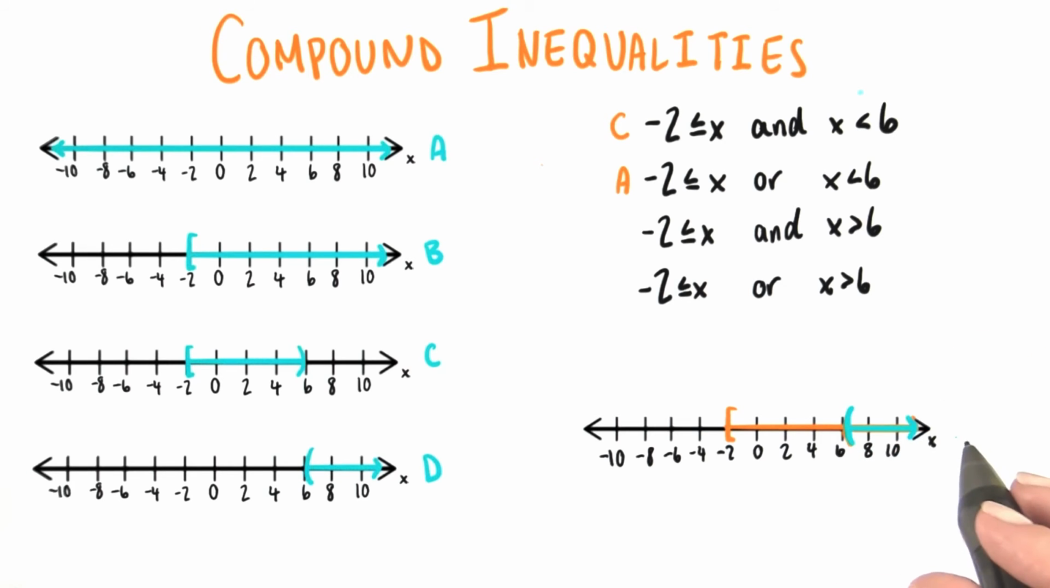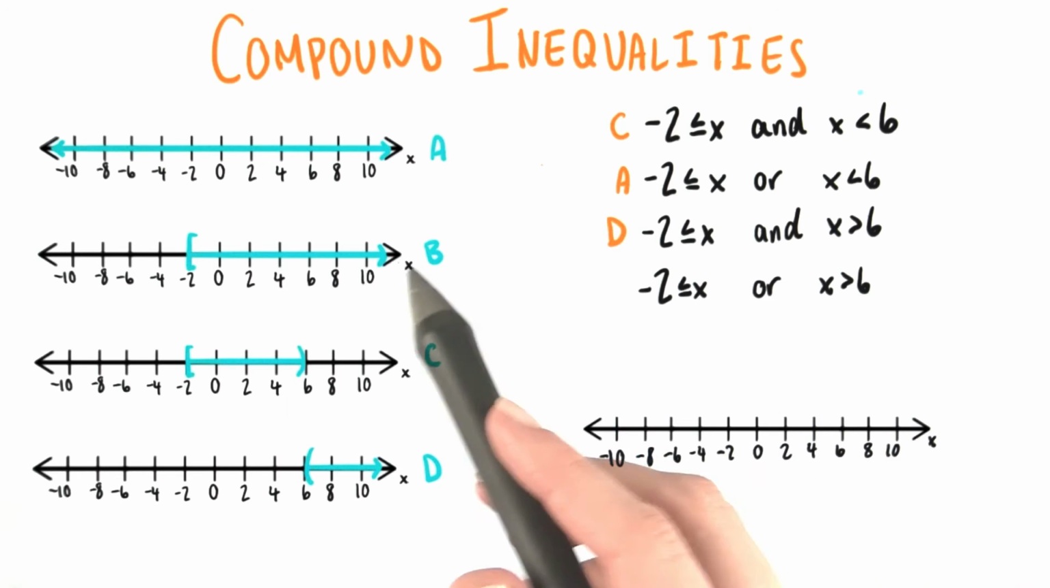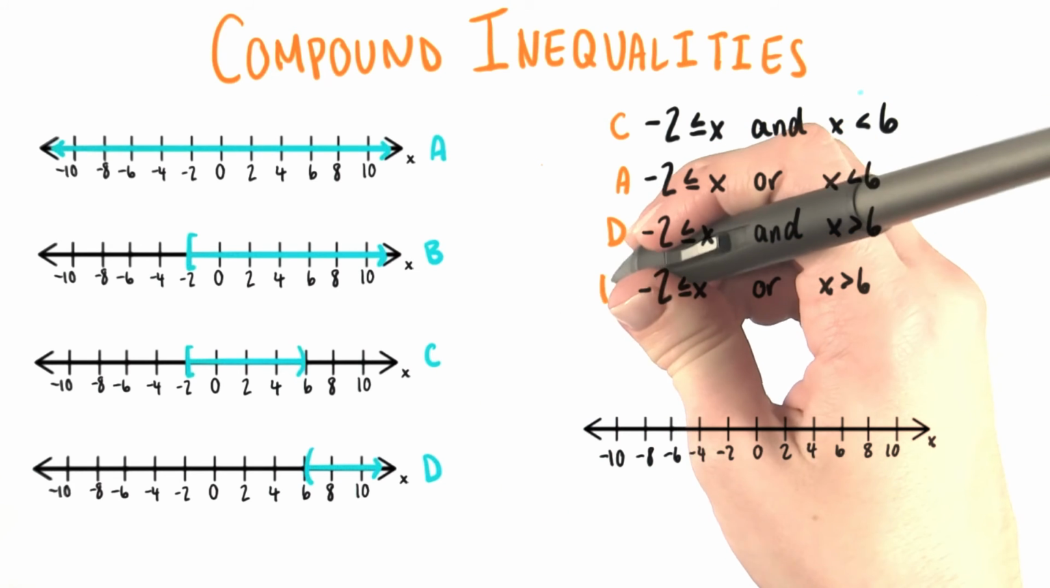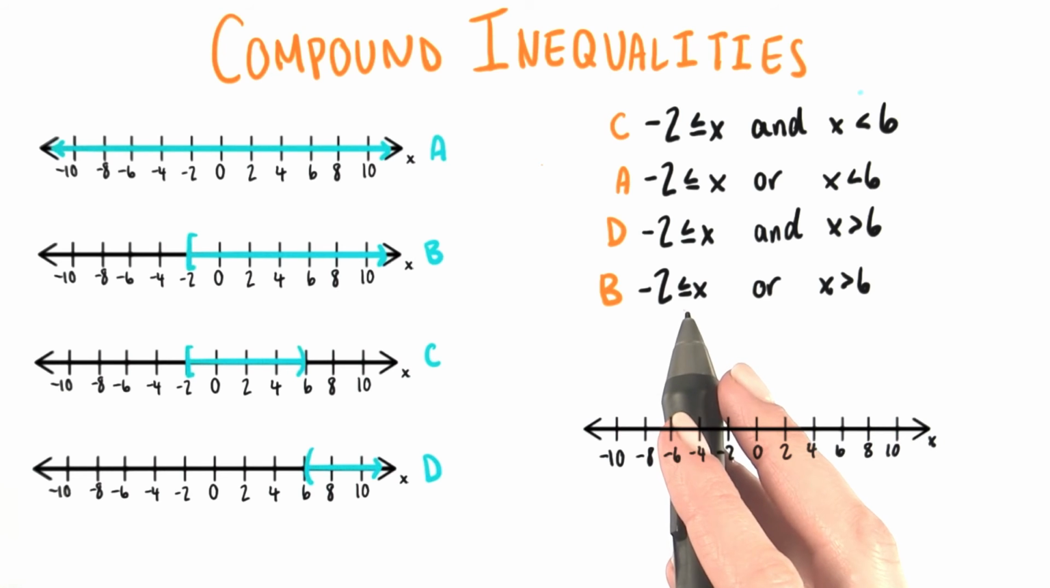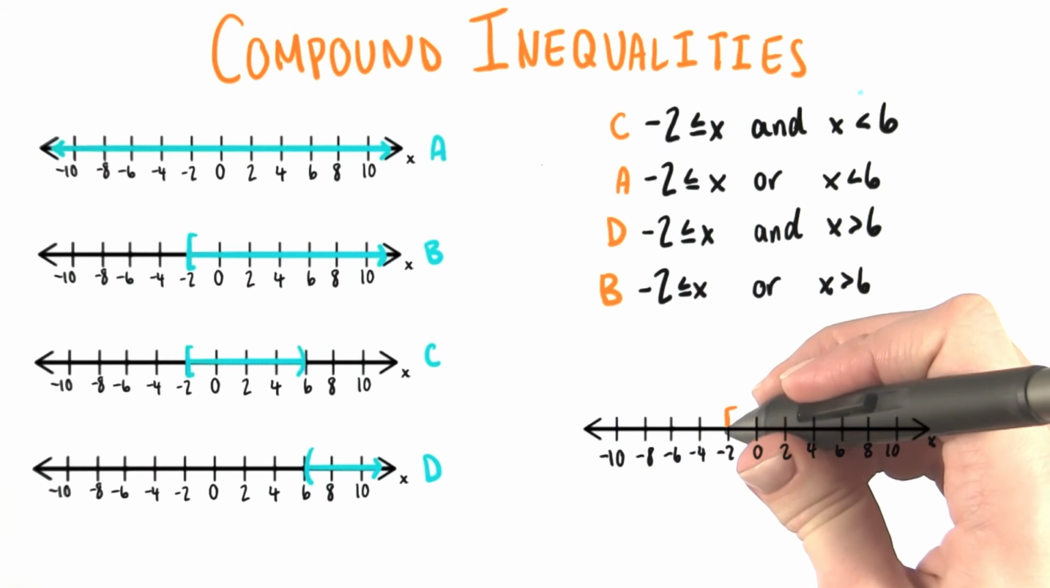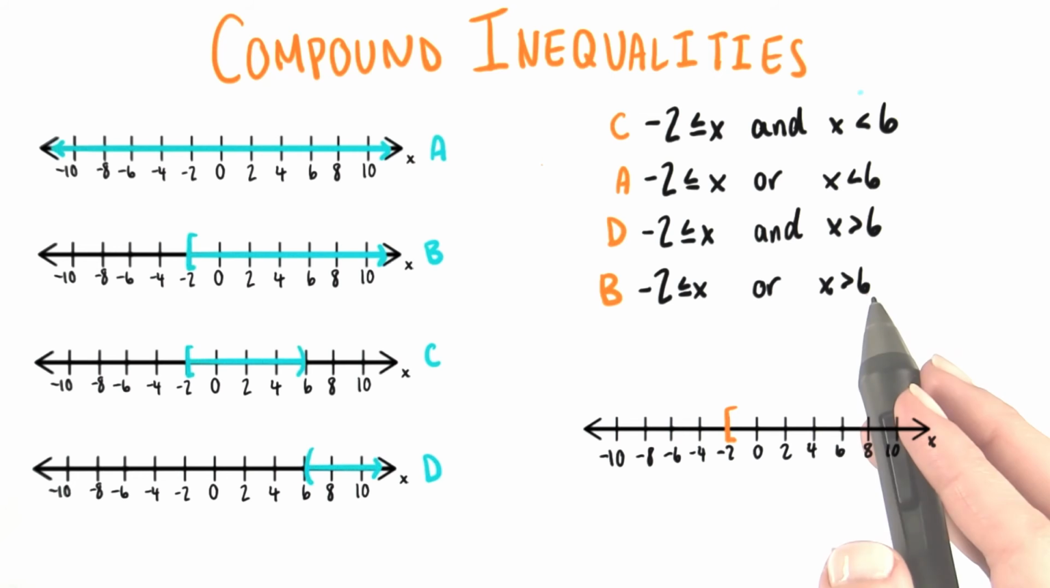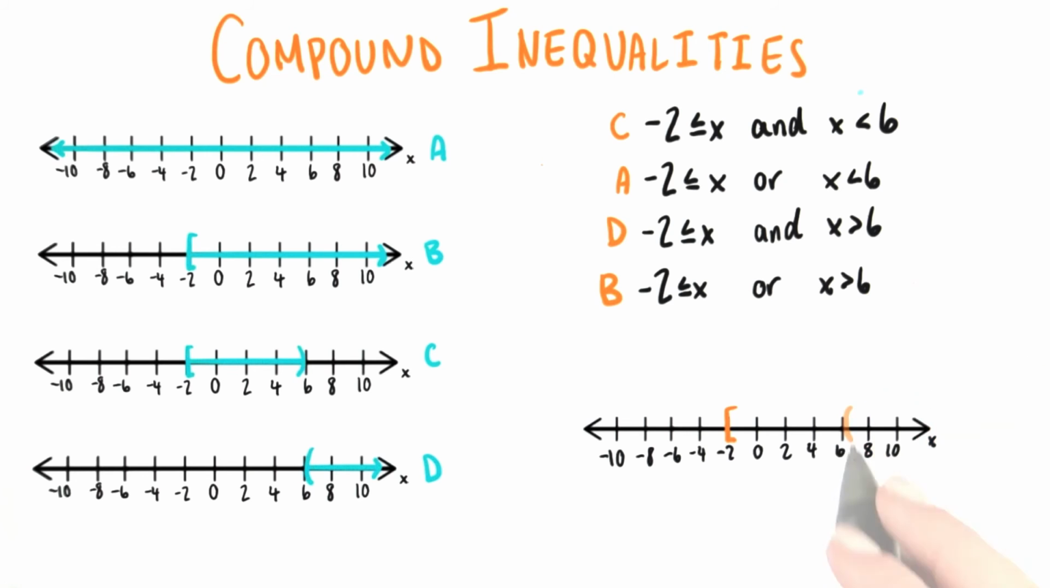So that's choice D. And finally, our last one. Well, we know the answer must be B, because that's the only one that's left. But let's graph it anyway. Negative 2 is less than or equal to x. So as before, square bracket at negative 2 pointing to the right. Or x is greater than 6. So that gives us this.